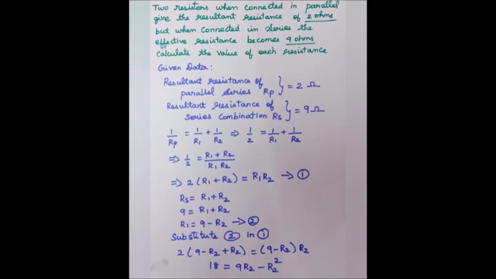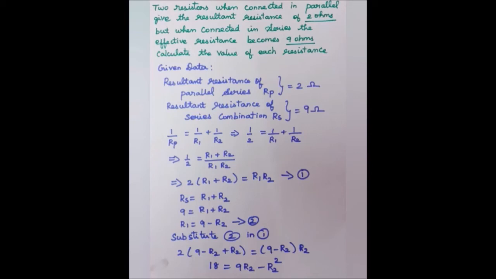For the resultant resistance of the parallel connection, 1 by Rp equals, here there are 2 resistors, so 1 by R1 plus 1 by R2, which gives 2 ohms. That should be equal to 1 by 2. If you rearrange, you get 1 by 2 equals R1 plus R2 by R1 into R2. By cross multiplication, we get 2 into R1 plus R2 equals R1 into R2. Let us consider this as equation 1.